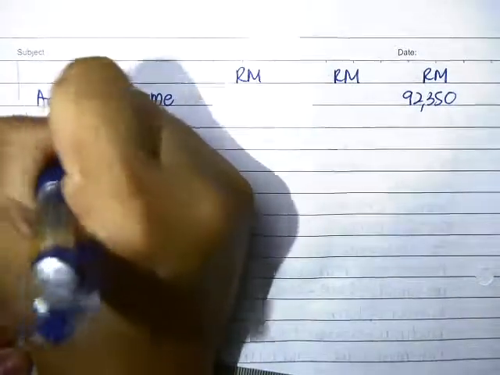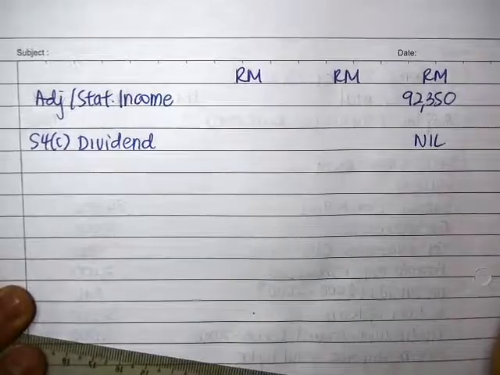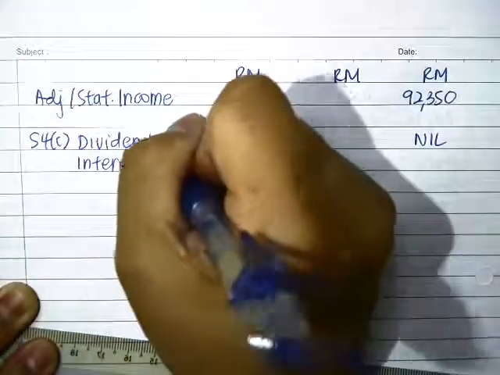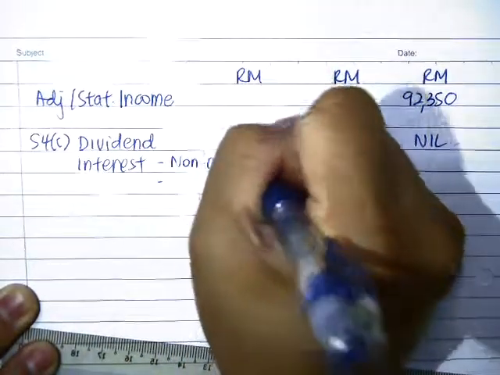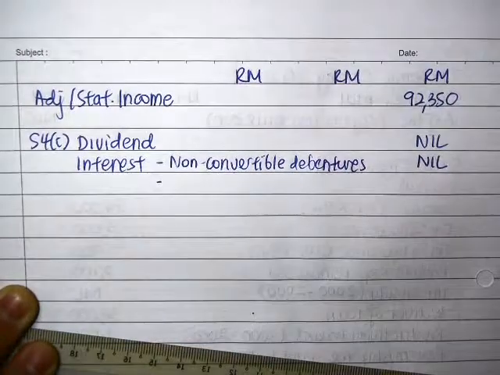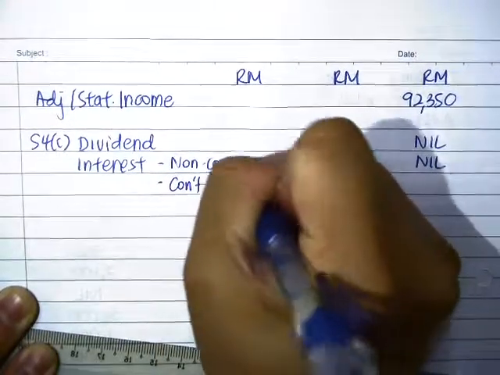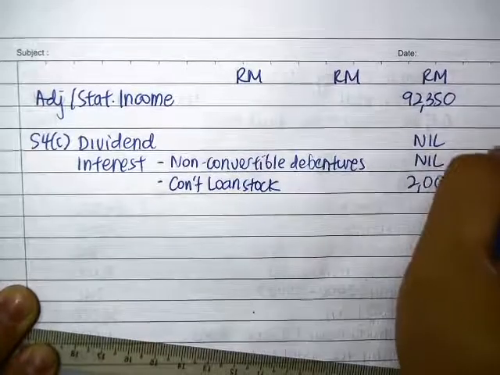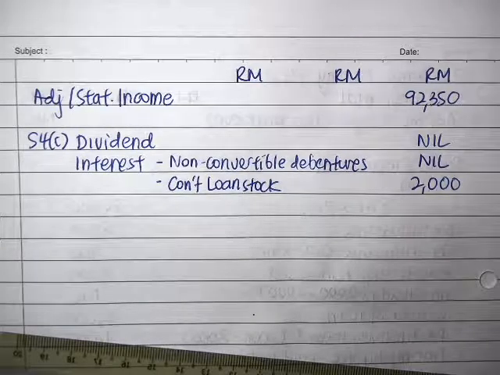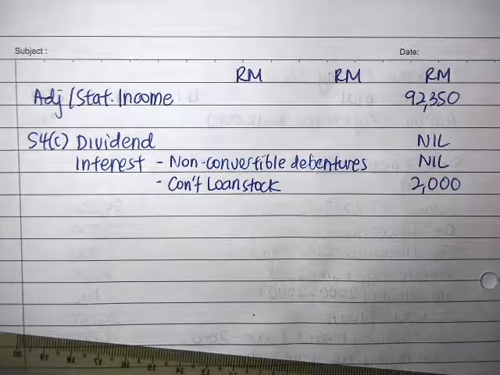4C. Okay, under 4C, we have dividend, which is always tax exempt in F6. Okay, then we also have interest. Now, I show separately, so you can see. From the non-convertible debenture, the interest is tax exempt. So nil. From the convertible loan stock, there's no exemption. So the interest is 2,000. So that's the whole thing. Okay, the interest all done.